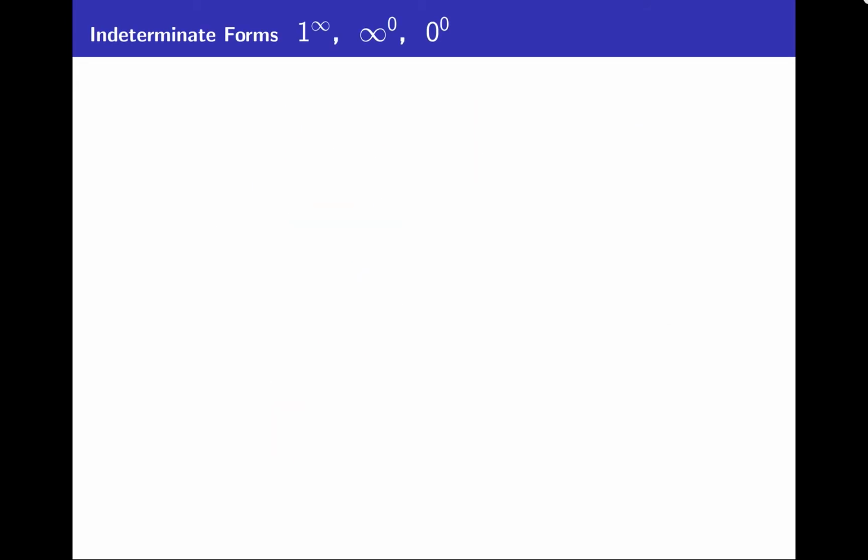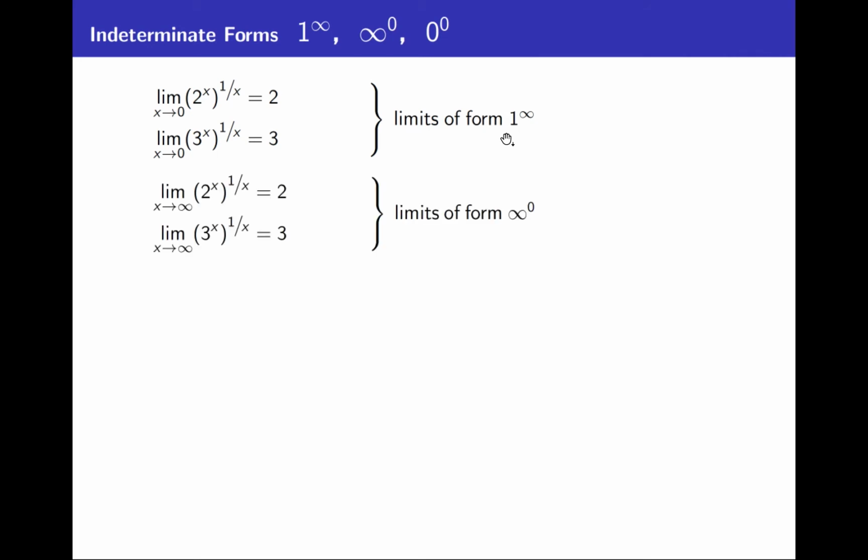Let's turn now to our last three remaining indeterminate forms: 1 to the power of infinity, infinity to the power of 0, and 0 to the power of 0. We saw examples of each of these earlier in today's lecture. We had these two limits of indeterminate form 1 to the power of infinity. These two had indeterminate form infinity to the power of 0. And these two had indeterminate form 0 to the power of 0.